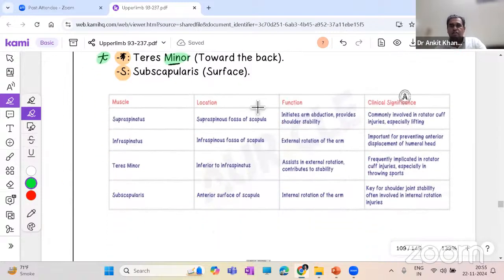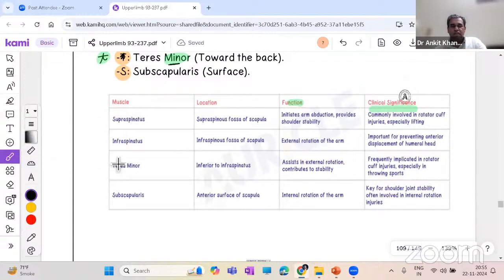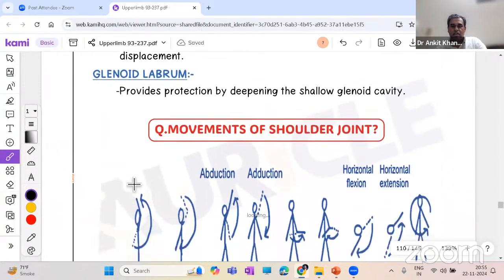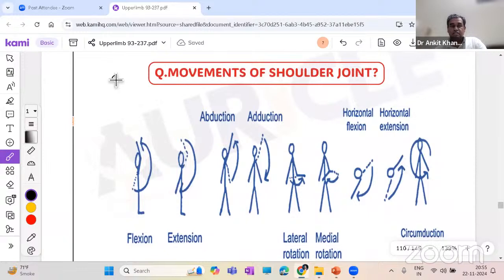Where are they located? What is the function? What is the clinical significance? At least go through this table. I'm not doing the whole muscles again because we have dealt with them while reading the scapula and the muscles around it. The movements of the shoulder joint come as a separate question itself.